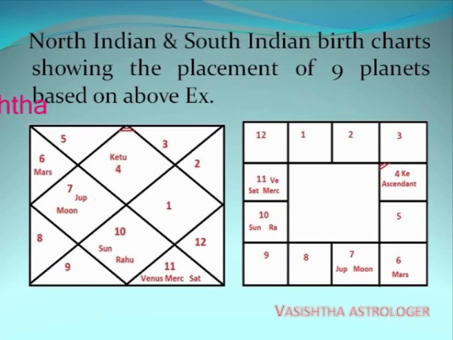Saturn is placed in 8th house, Ashtam Bhav. Rahu is placed in 7th house, also known as Saptam Bhav or Kalatra Bhav. Ketu is placed in Lagna or 1st house.